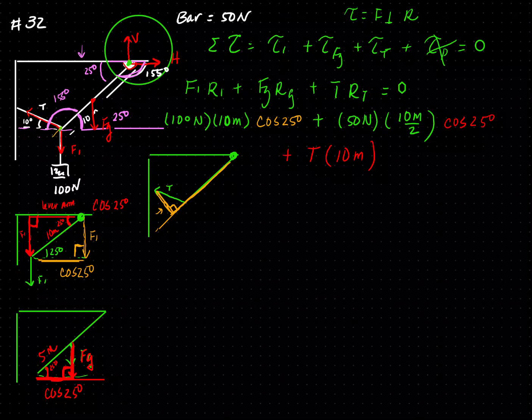So I'm going to extend this bar. If you look at this, this whole thing is 155. This is a line, so this angle here is 25 degrees. That means if I have my tension angle, which is right here, this is 10 plus 25. So this angle right here is going to be 35 degrees.